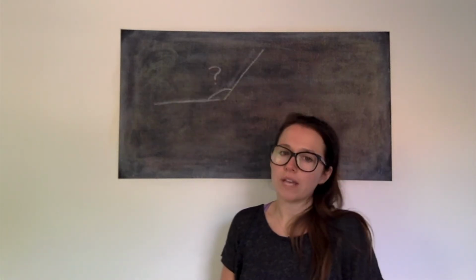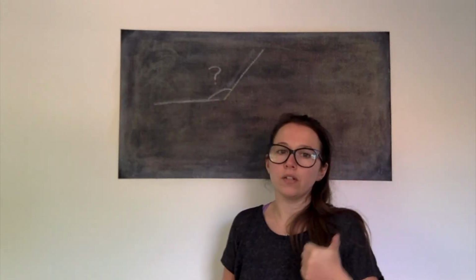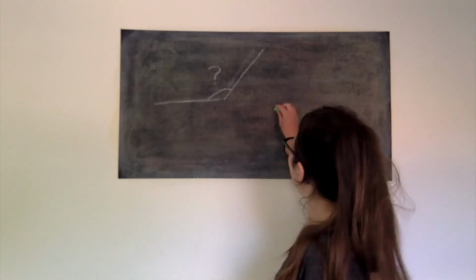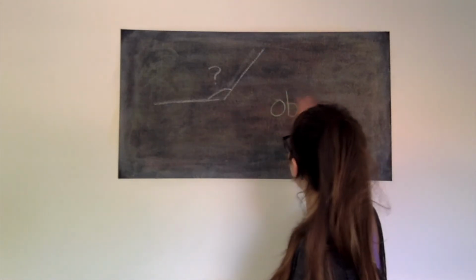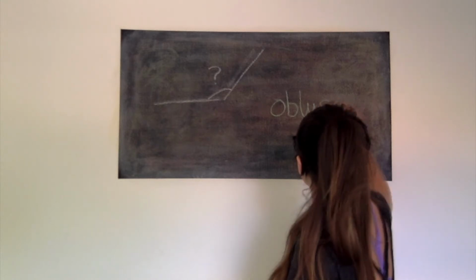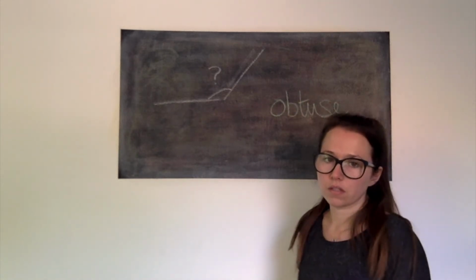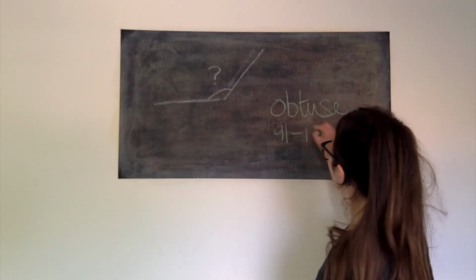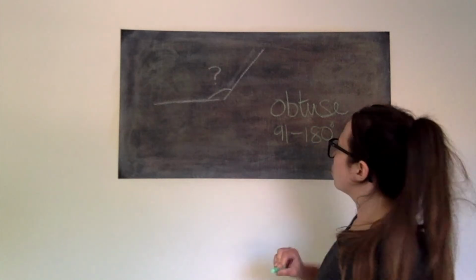Next one, pause and estimate. Remember, name the type of angle and then give me an estimate. So this one is different to our previous two because it is an obtuse angle. It is greater than 90 degrees. So we know an obtuse angle has got to be anywhere between 91 and 190 degrees.